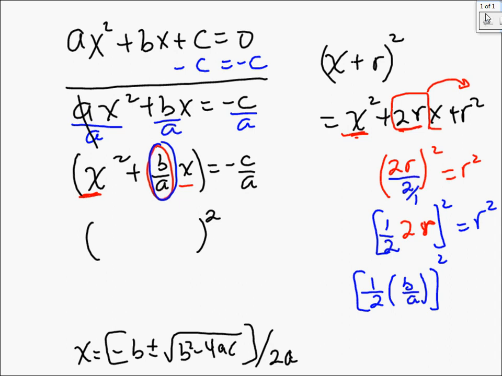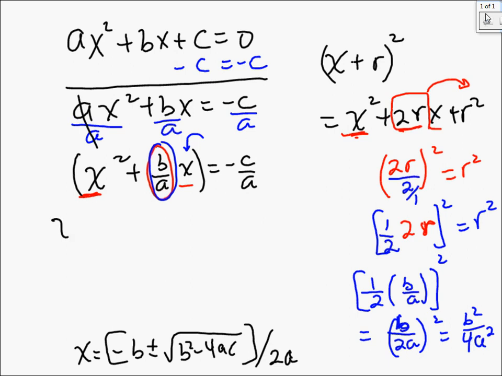But before I square something, it'll be good to know what I'm squaring. 1 times b is b, 2 times a in the bottom is 2a. And when you square the b, you get b squared. And when you square 2a, it's the same as squaring 2 multiplied by squaring a. That's what I want to add inside here, so that it becomes a perfect square.